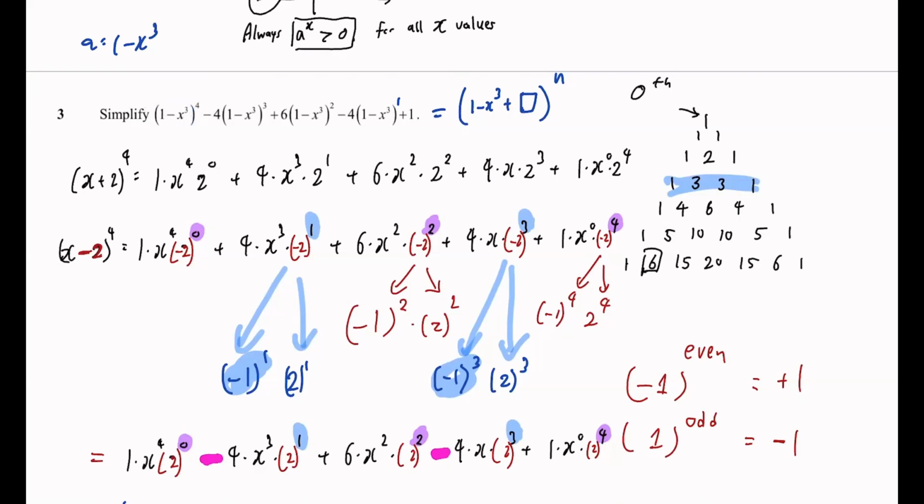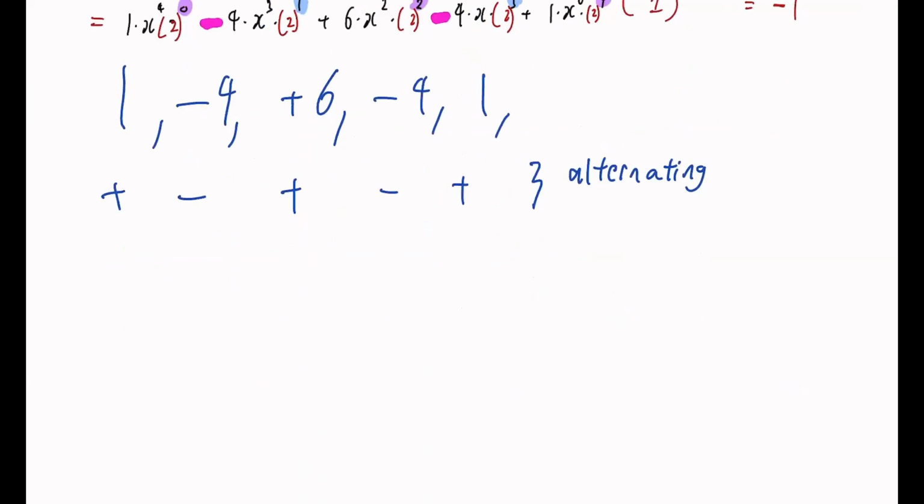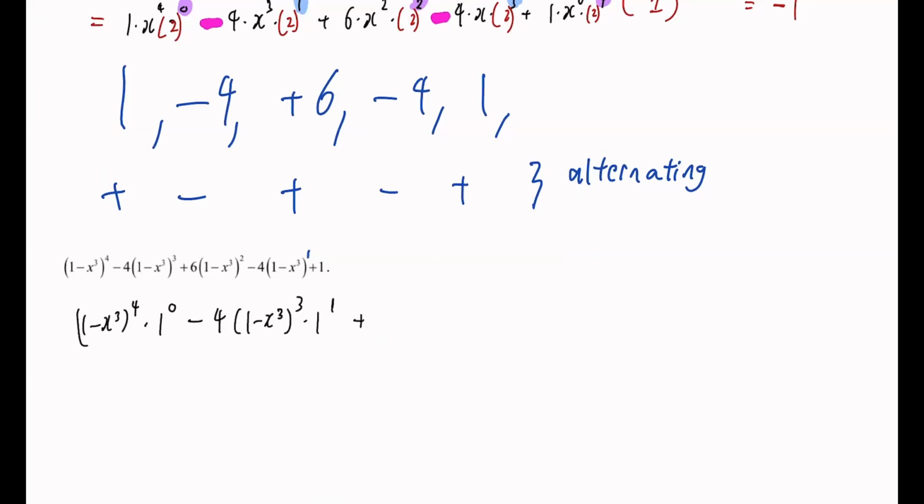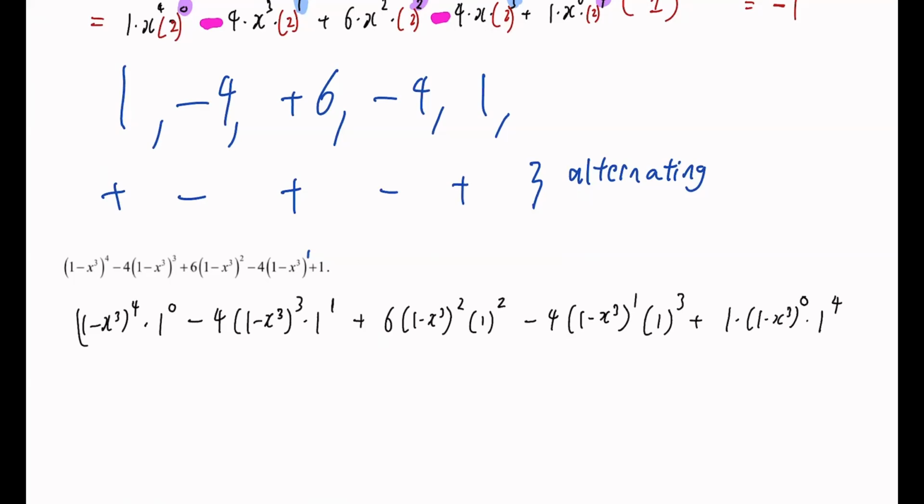Maybe it's neater if I write it out. I think I have to write it out manually. So 1 minus x cubed power 4 times 1 power 0, minus 4 times 1 minus x cubed power 3 times 1 power 1, plus 6 times 1 minus x cubed power 2 times 1 power 2, and minus 4 times 1 minus x cubed power 1 times 1 power 3, plus 1 times 1 minus x cubed power 0 times 1 power 4. Can you see the pattern now?